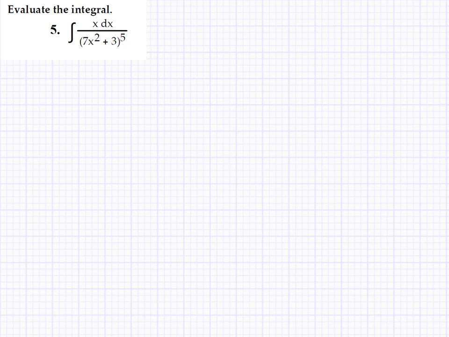All right, here's one we're going to have to do more by substitution than anything. We can't really rewrite the function in any other way that's going to be helpful for us, but we can do some substitution, in which case I'm going to say that u equals 7x squared plus 3. The derivative of that would be 14x dx. Now notice, if this comes out to be u, that'll be u to the 5th.